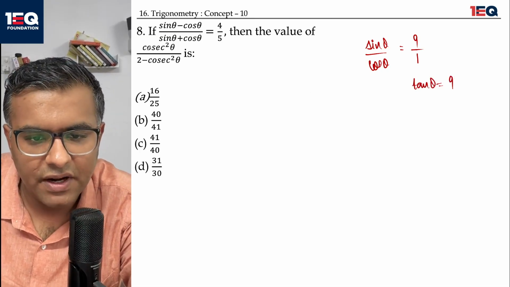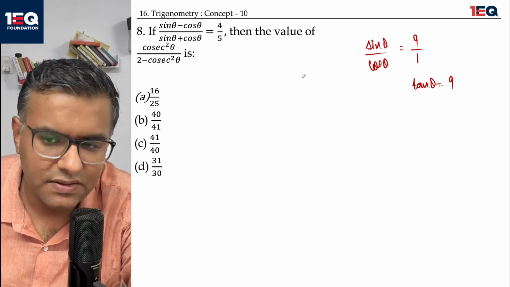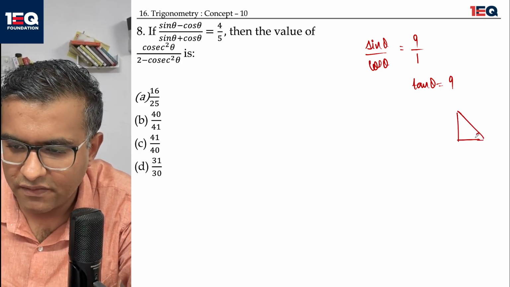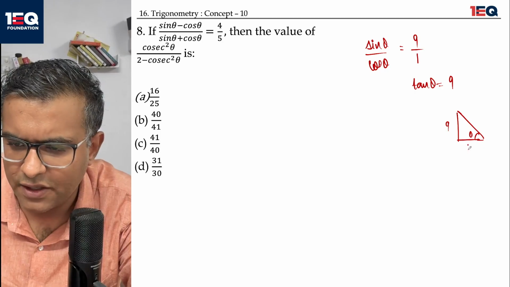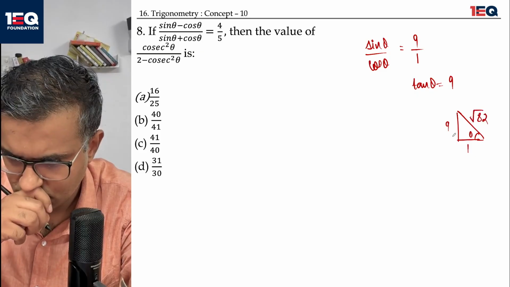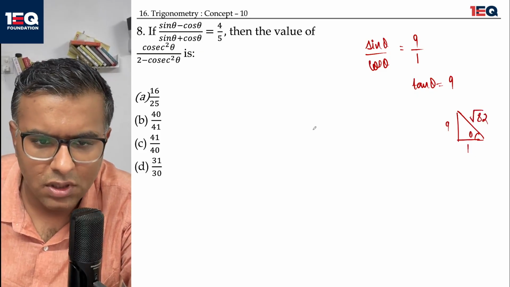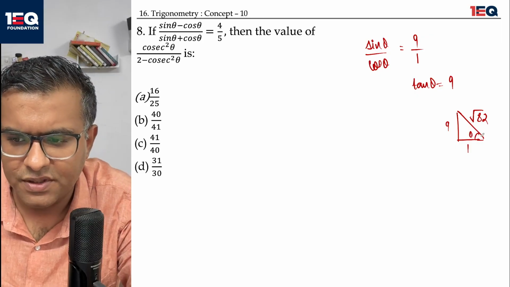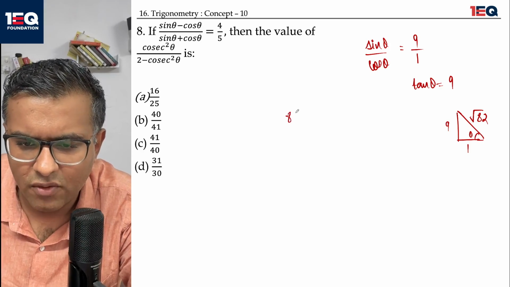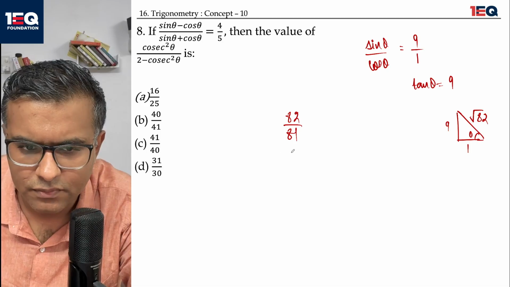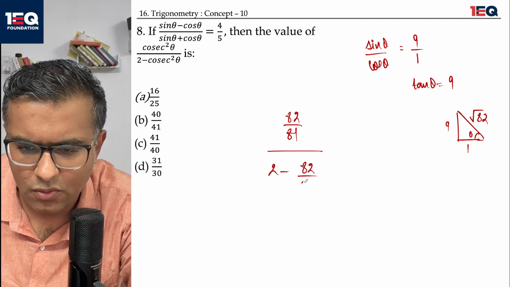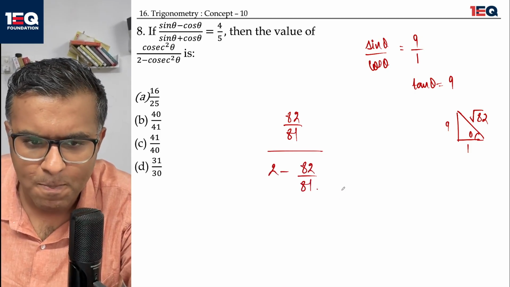Now it is asking me to find the value of cosec square theta upon 2 minus cosec square theta. Let me quickly draw a triangle. If this is theta, this is 9 over 1. This is root 82. Cosec square theta, opposite of sine. Sine is 9 over root 82. What I am looking for is 82 over 81. 2 minus the same story, 82 over 81.